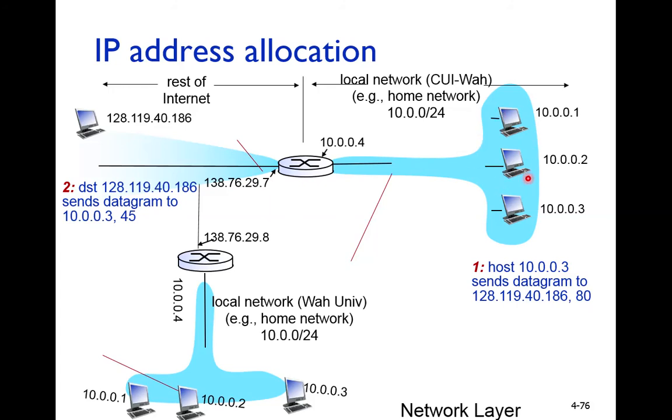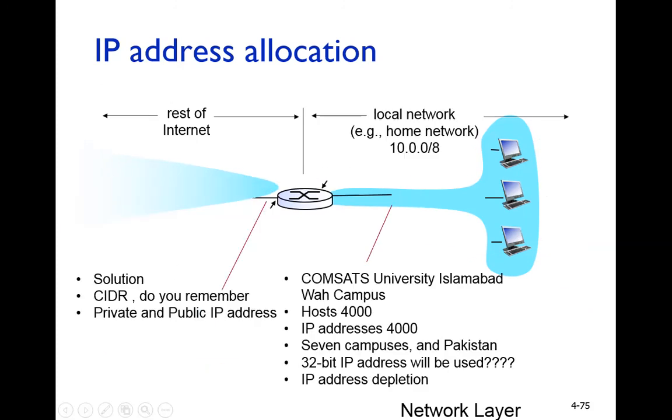This addresses the problem: if we have 4000 or 8000 machines in a network, we need only one public IP address. Instead of assigning 4,000 addresses to an organization that has 4,000 machines, we assign only one public IP address, which represents the whole organization. In the last example, if we have 7 campuses and each is connected to the internet, each campus will have one public IP address. So instead of 28,000 addresses, the organization can have only 7 public IP addresses.